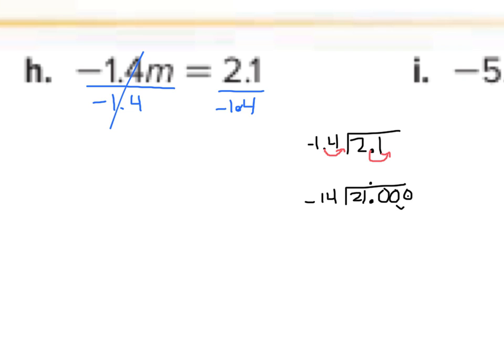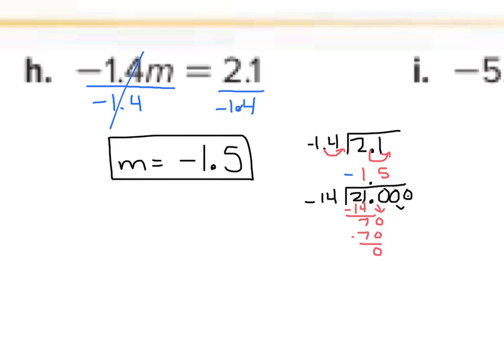So as we divide this, 14 goes into 21 one time. Subtract the 14, and you get 7. Bring down your 0. 14 goes into 70 5 times. 5 times 14 is exactly 70. And so we get our answer. Do not forget the negative of negative 1.5, or negative 1 5/10. So m equals negative 1 5/10.